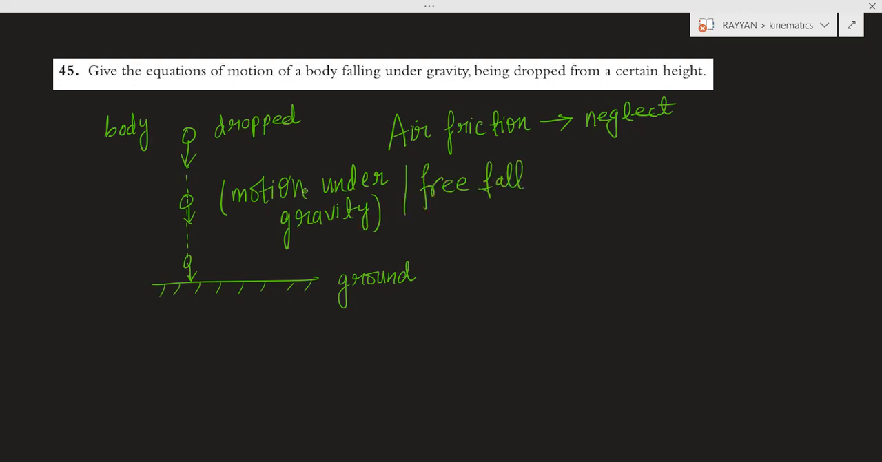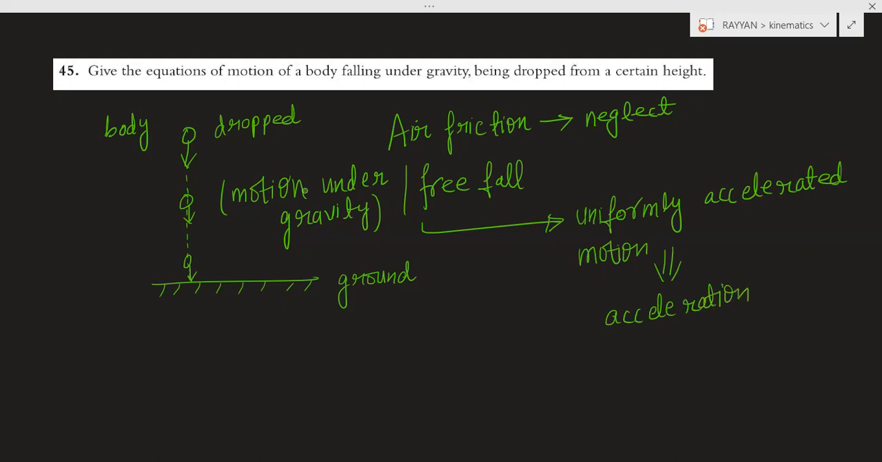So we have discussed that the free fall motion, or the motion under gravity, is an example of uniformly accelerated motion. Uniformly accelerated motion means acceleration is constant.